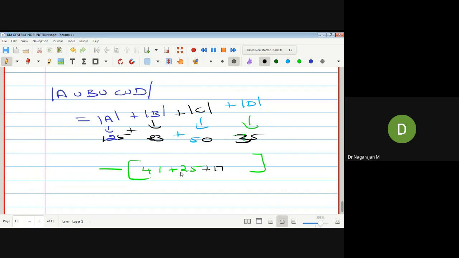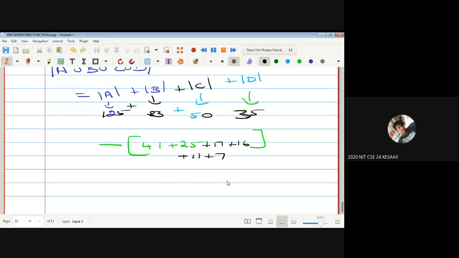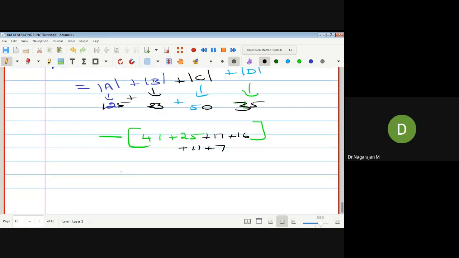41 plus 25 plus 17 plus 16 plus 11 plus 7. Correct, check please. Yes sir. Okay, next 3 combination value. What is the next 3 combination value? A intersection, yeah, 8, very good ma. 8 plus 5 plus 3 plus 2. Yes sir. Minus 1. Super ma.